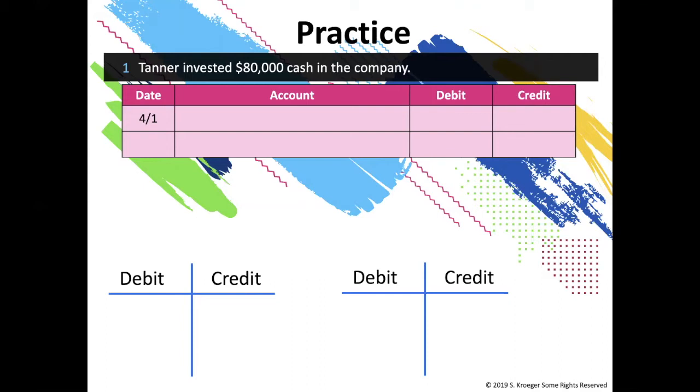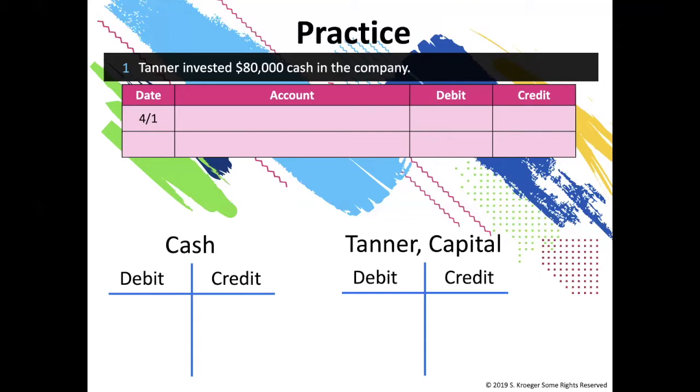We have the owner who is investing their personal cash in the business. What is happening to the business? It is now receiving cash. Why is the business receiving cash? Because the owner is putting the money in. What's it from? We always need at least 2 accounts because we're not getting money for free. The first account we have is cash that's being affected, and the second account would be Tanner, Capital.